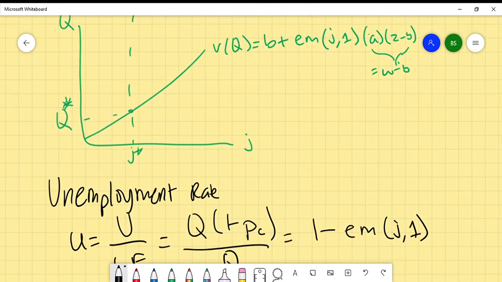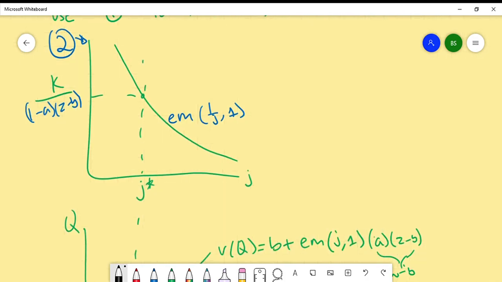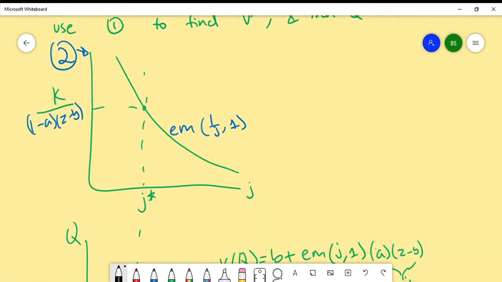So this is a little picture of what the equilibrium would look like. This is using the second function, the EM 1 over J1 function, where J is on the x-axis, and then this point intersects the point at the equal J, and at that point we have K over 1 minus A times Z minus B. So remember, these two are both PF functions. Equals PF, and this equals PF. Cool. And they're all equal.